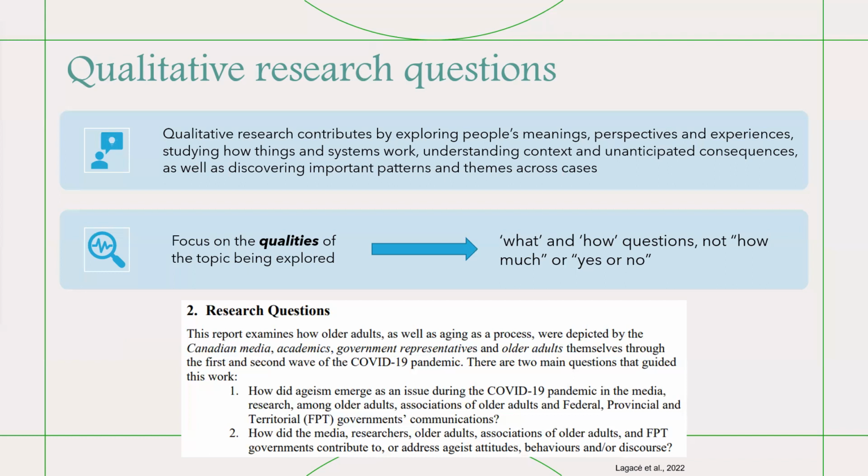To guide their data collection, the research questions in this study were: how did ageism emerge as an issue during the COVID-19 pandemic in the media, research among older adults, associations of older adults, and the federal, provincial, and territorial governments' communications? Their second research question was: how did the media, researchers, older adults, associations of older adults, and governments contribute to or address ageist attitudes, behaviors, and discourse? You'll notice here that they're using how questions to study the phenomenon of aging in a particular disaster context, which here was COVID-19.